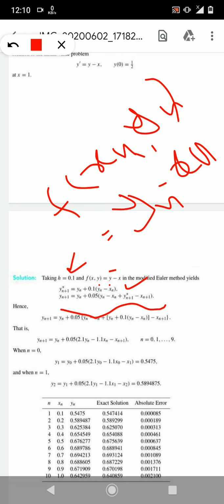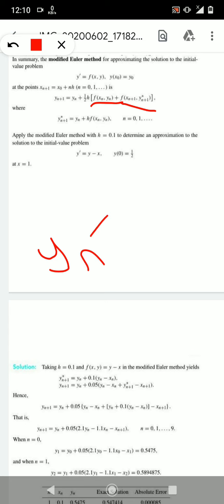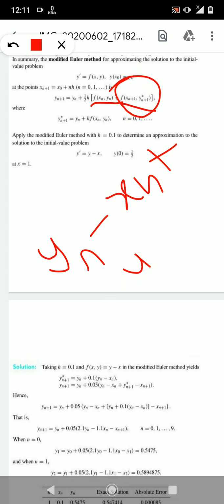And y_{n+1} is equal to y_n plus half h, that is 0.1 divided by 2, times (y_n minus x_n) plus (y*_{n+1} minus x_{n+1}), that is f(x_n, y_n) plus f(x_{n+1}, y*_{n+1}). Here f(x_{n+1}, y*_{n+1}) is equal to y*_{n+1} minus x_{n+1}.